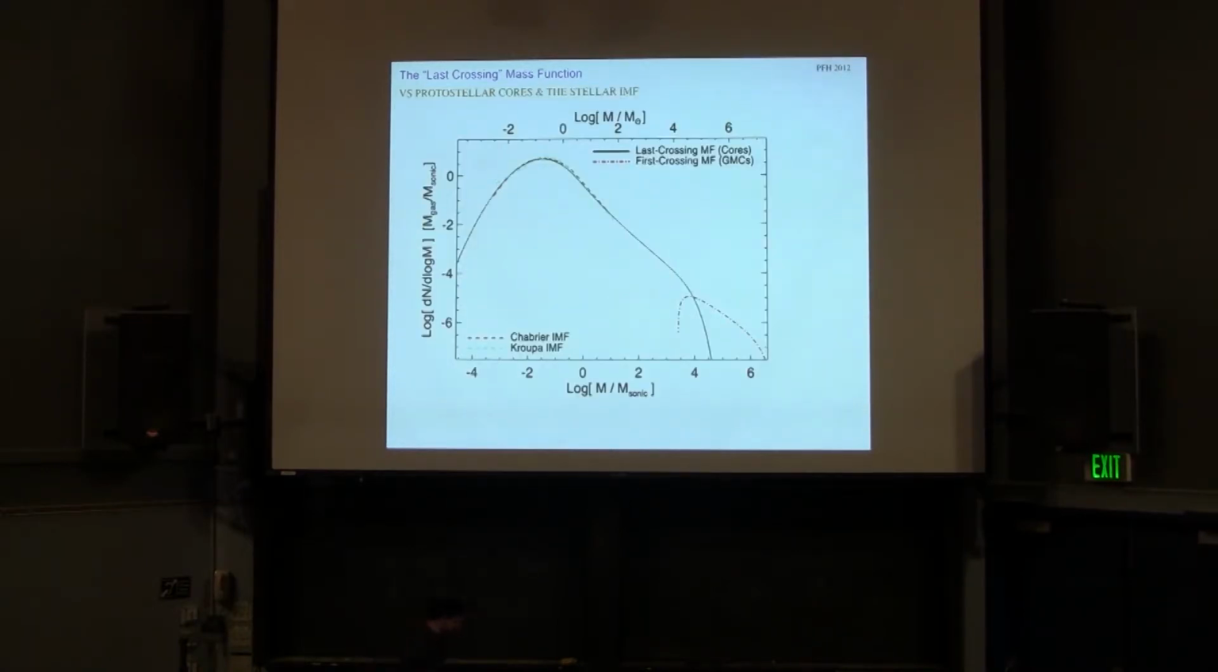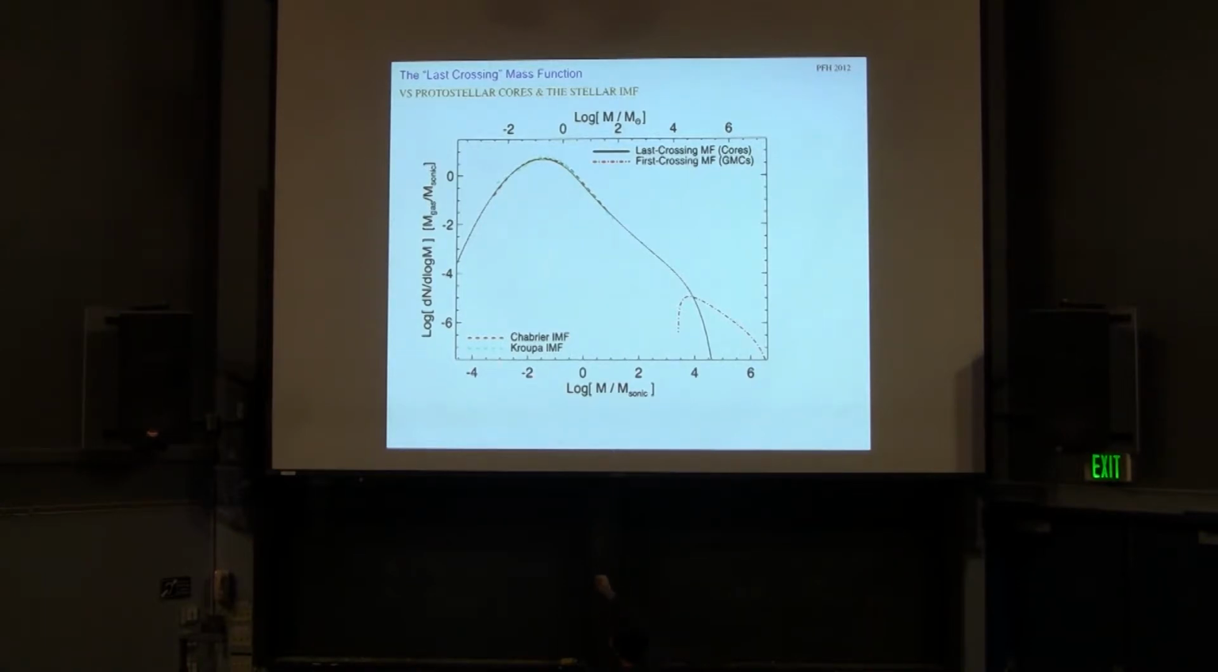So let's go the opposite direction in scale and ask about cores and the IMF. So we said there's this last crossing, smallest scale, and let's see if the analogy holds, if that looks like what we observed for the IMF, for the things that are actually going to form stars. Well, so this is this calculation. The black line is this mass function of these last crossing scales, and the red line is what I had previously shown for giant molecular clouds.